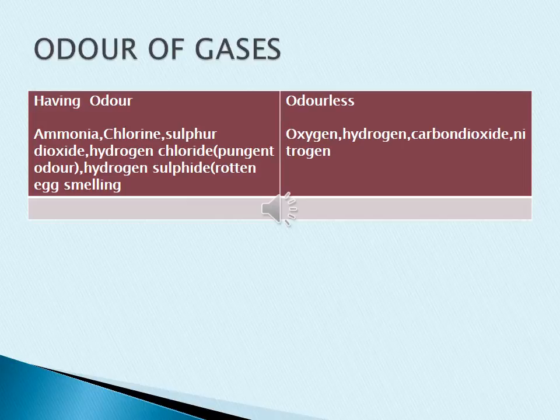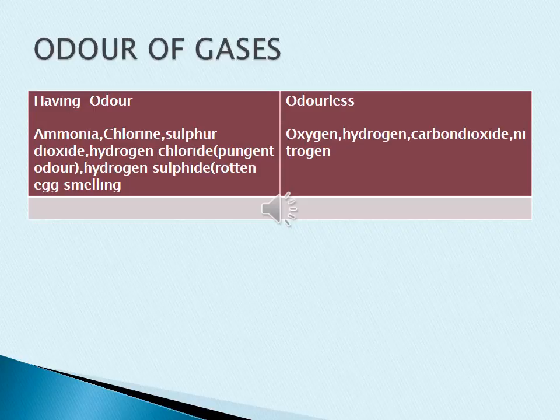Then hydrogen chloride. Next, hydrogen chloride has a pungent odor. What is the meaning of pungent odor? That is kadumai. In Tamil, kadumayana vasane. That's why we say it's pungent odor. Which has a pungent odor? Hydrogen chloride.